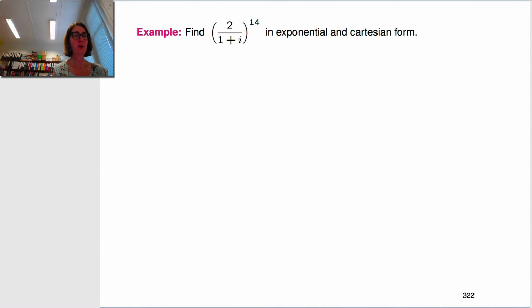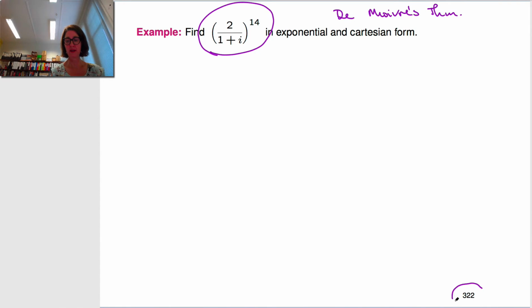So in this video we're going to fill in the last of the missing examples of the complex numbers section, and the example is looking at a complex number 2 over 1 plus i and raising it to the power 14. So this is going to be an application of de Moivre's theorem, and the example is on slide 322.